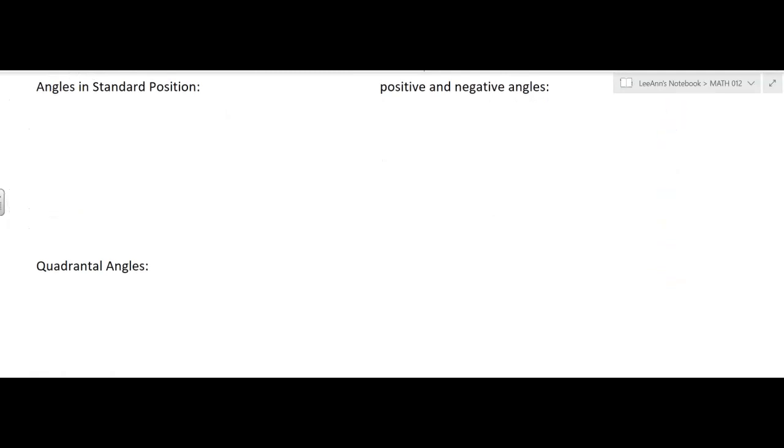Angles in standard position. Okay, so now here we go. When we have the Cartesian coordinate system, so an axis system, then we're talking about when we want it in standard position. Let's say we want a 30-degree angle in standard position. Then you're going to put your initial side right here on the x-axis. You're going to put the vertex at the origin.